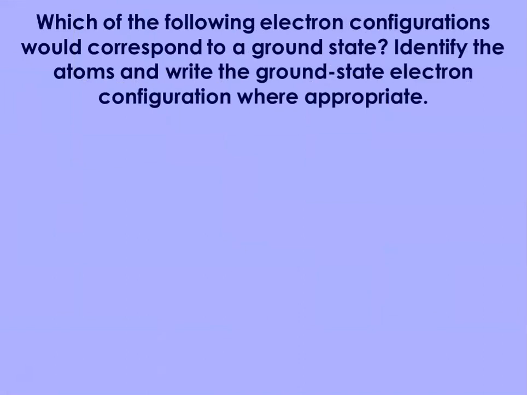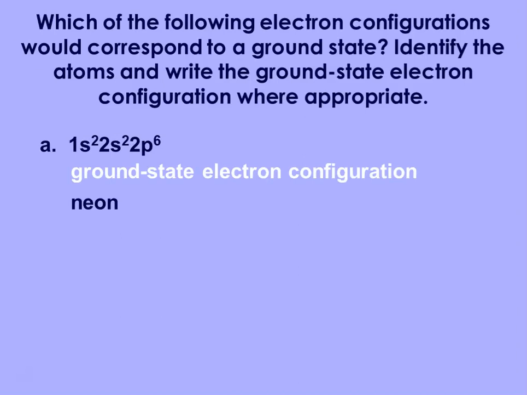And then our final part of this video: which of the following configurations would correspond to a ground state, and if they don't, identify the atoms and write the ground state configurations for those that do not. So here you have 1s2, 2s2, 2p6. We do take care of 1s, and then we move on to 2s, and then we move on to 2p. So this is a plausible configuration. We have 10 electrons total, and the element that has 10 electrons is considered to be neon.